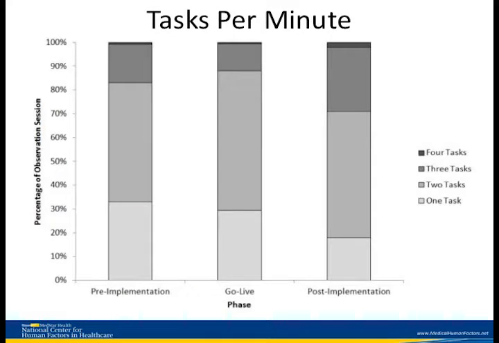So we looked at the data in a different way and we said, well, how many tasks do they complete in any given minute and how many times are they switching tasks? And we're like, wow, this is pretty incredible. So we looked at the number of tasks and the amount of task switching, the number of tasks they take on in any given minute. And what we found is that pre-implementation, the light gray bars are generally when they're doing 1 task, the middle gray 2 tasks, then 3 tasks, 4 tasks. They're typically doing 1 or 2 tasks per minute in pre-implementation.